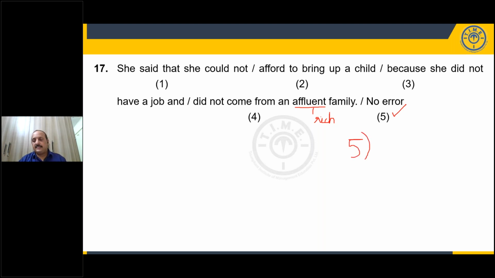This is a case where the sentence is grammatically correct. I'll mark 5 or no error as my answer. Now, technically, it's always better to not have no error in the options, because if there's no option called no error, that means I'm definitely sure there's going to be an error. So my life becomes easier. Whereas with the no error option, I also have to entertain the possibility, as in this case, that the sentence could be right. That makes my job a little more difficult. But yeah, option number 5, no error, would be the answer. Then let's go on to the next question.